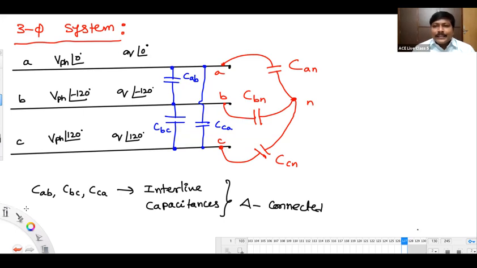Next thing: how will these three capacitances be expected? Are they equal or unequal? Let's say equal. In the next slide, I will write. Just listen.